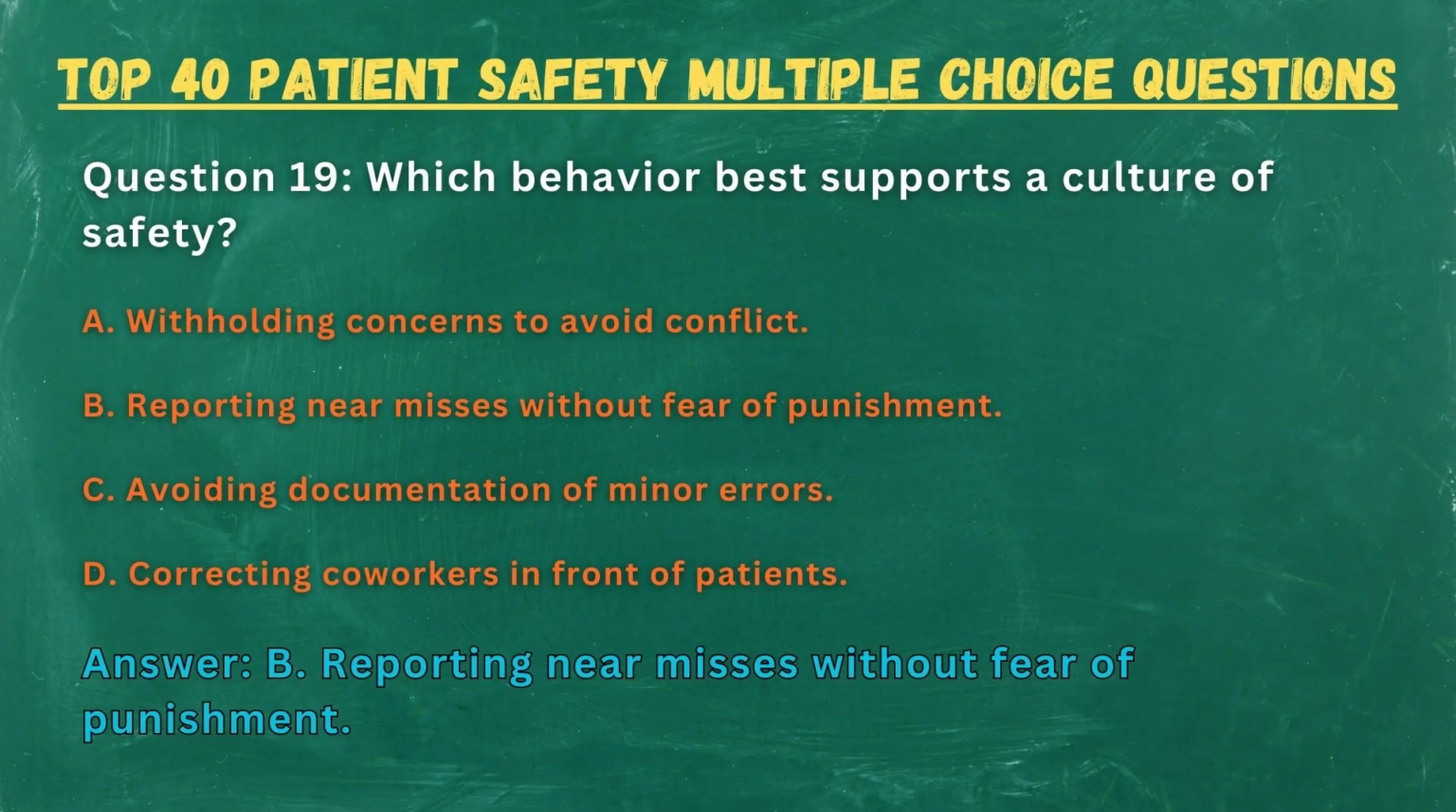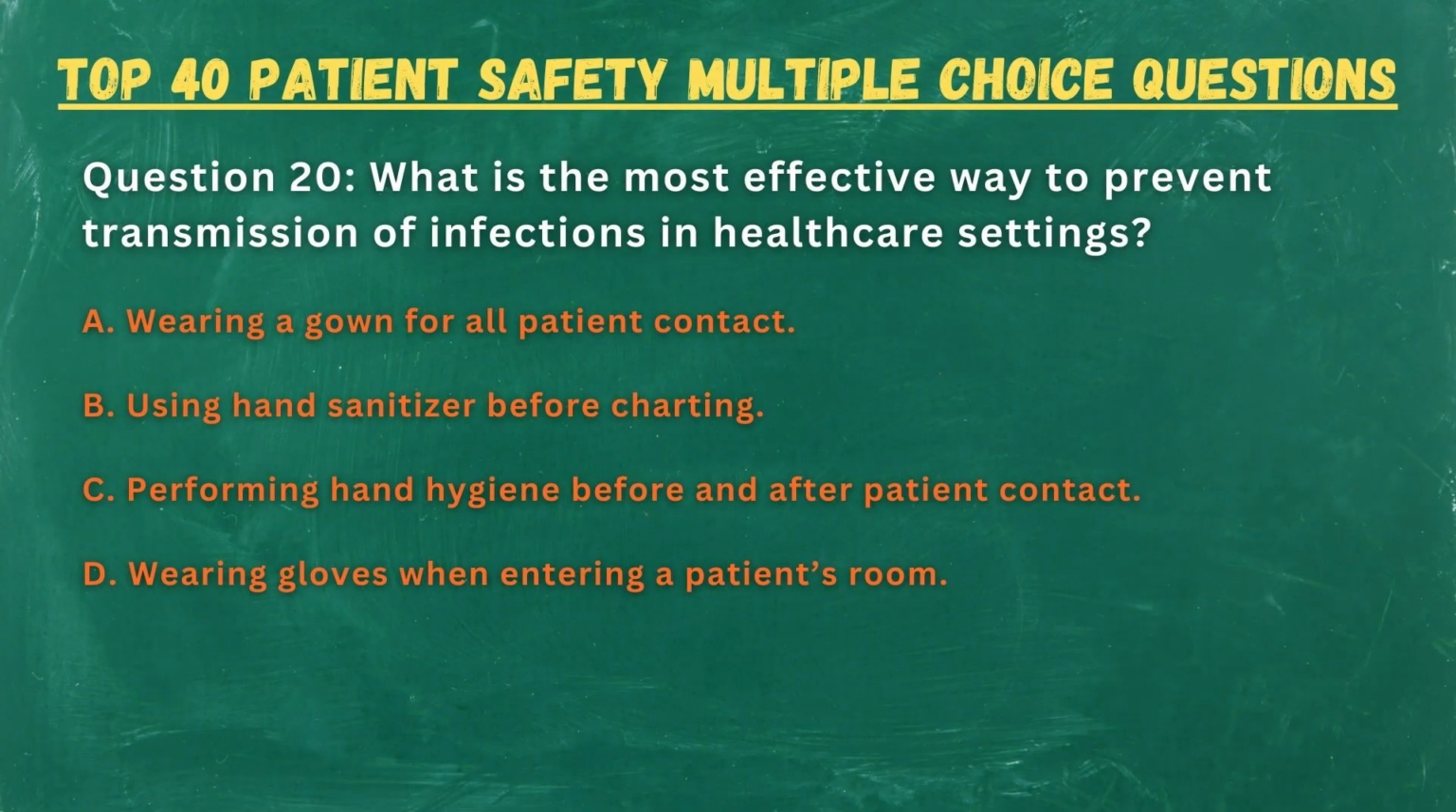Answer: B. Reporting near misses without fear of punishment. Question 20. What is the most effective way to prevent transmission of infections in healthcare settings? A. Wearing a gown for all patient contact. B. Using hand sanitizer before charting. C. Performing hand hygiene before and after patient contact. D. Wearing gloves when entering a patient's room.